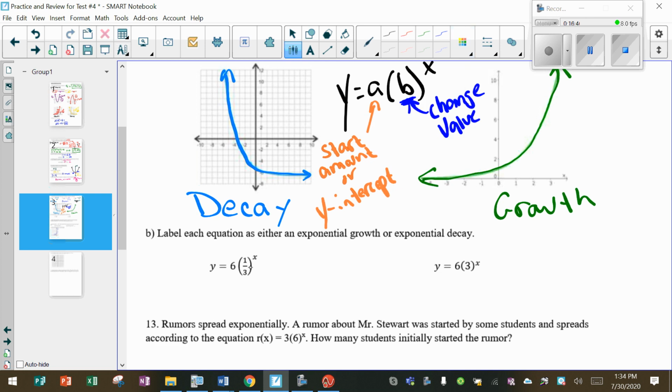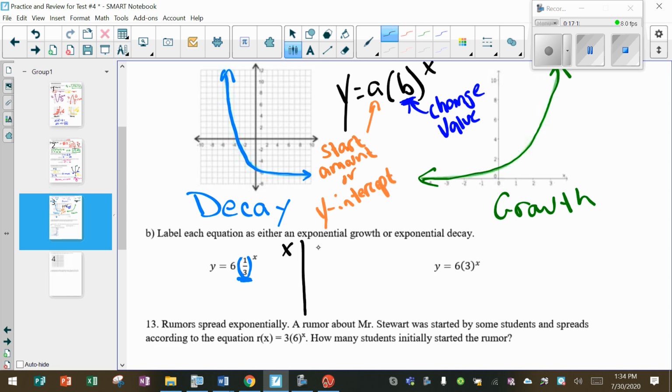Well, we tell our decay and growth equations based on the number connected to x. In this case, the 1/3 is in the parentheses connected to the x, so that means that in the table of values, we would multiply by 1/3 over and over and over. The table would start with a y value of 6. That would be the y-intercept. But the table would start when x is 0, y is 6, and then we would multiply by 1/3 to get from one value to the next.